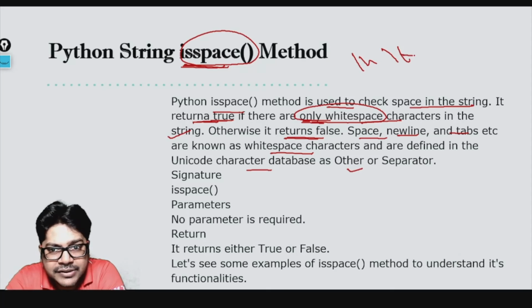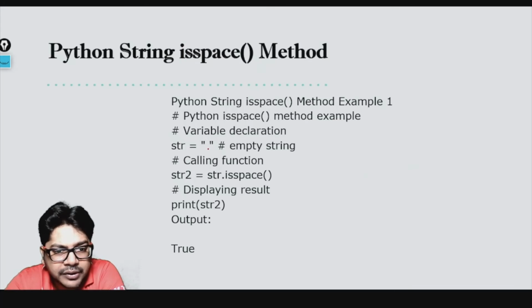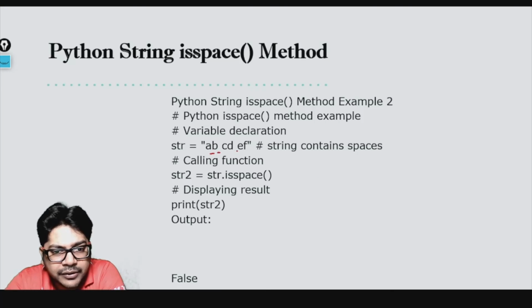Backslash n, backslash t, these things you use sometimes, so these are considered white space characters. So the signature is isspace, no parameter required, returns true or false. Let us have a look at the example. There you have an empty string, so for this you will of course get true, right? The next one we have is AB space CD space EF. Here you have characters, so you are going to get false.